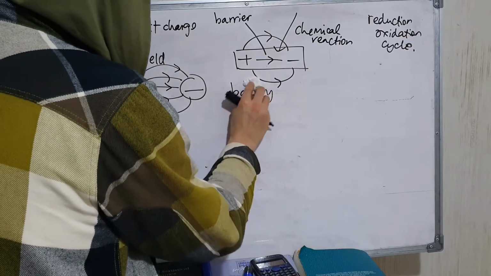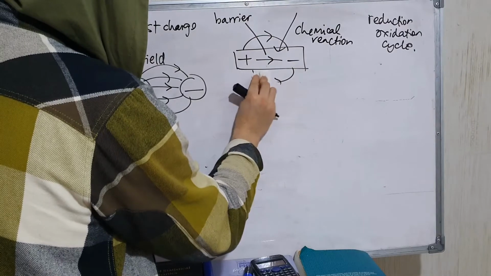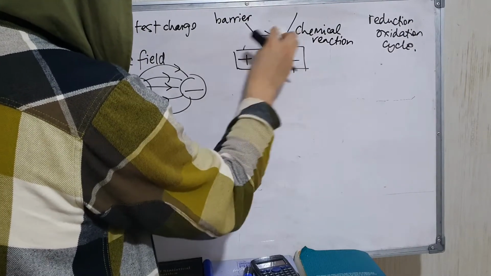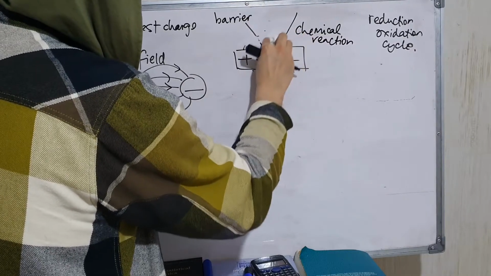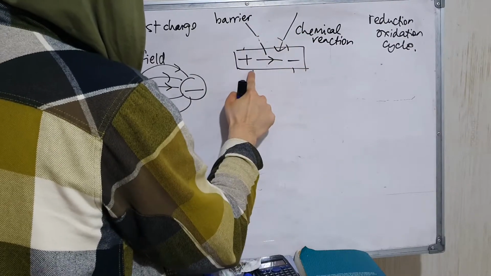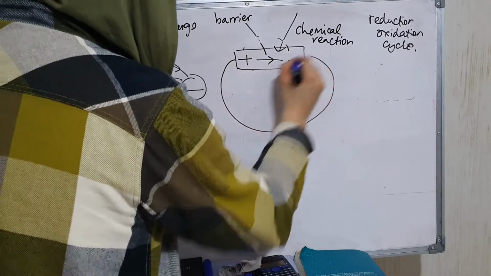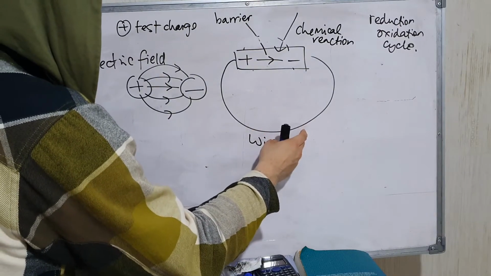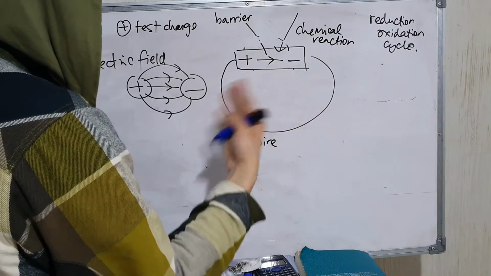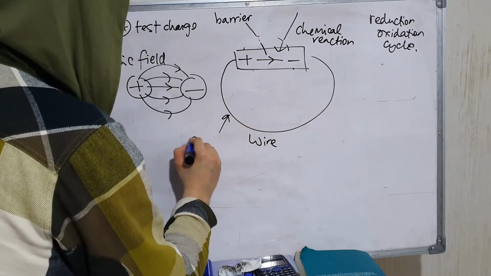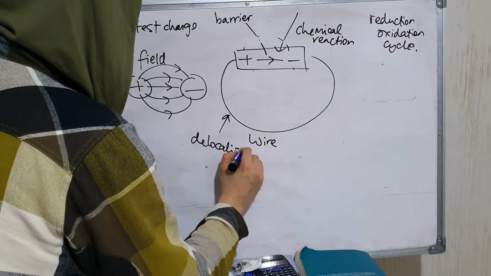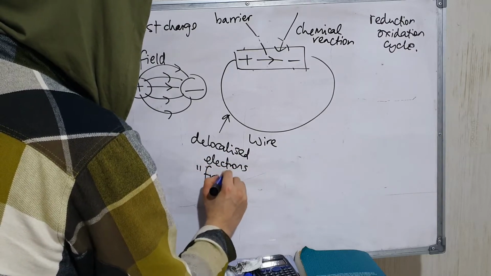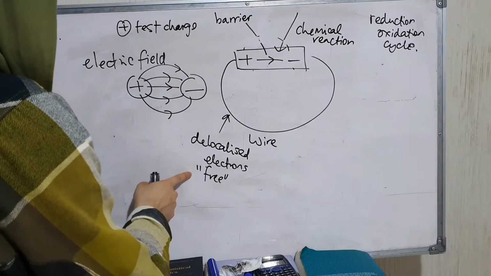So what happens now when you add a wire? So let's just see what happens when you add a wire. So now you have a wire. So when you have a wire now, what's inside this metallic wire? The charges. What do we call the charges? So it's delocalized, isn't it? So you have delocalized electrons. Delocalized electrons, it's free. So the delocalized is free.